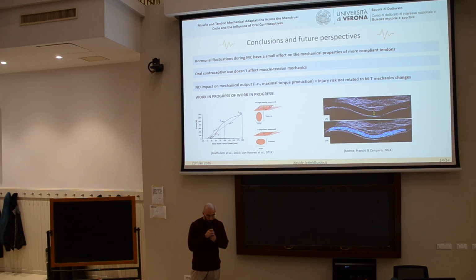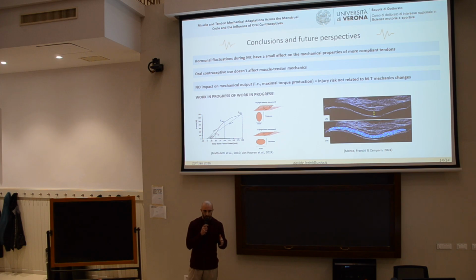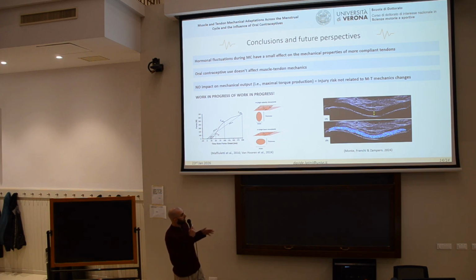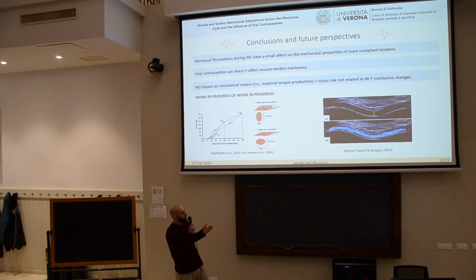And due to this, in a practical way, we can say that if there is a higher injury risk in some menstrual cycle phases, this is not related to changes in muscle-tendon mechanical properties related to hormonal fluctuations.